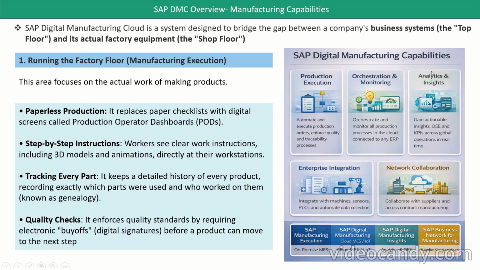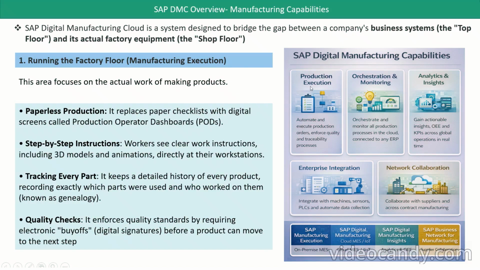So digital manufacturing capabilities cover production execution, orchestration and monitoring, analytics and insight, enterprise integration, and network collaboration. These are the main capabilities of SAP Digital Manufacturing on cloud. So let's discuss them one by one and understand them.